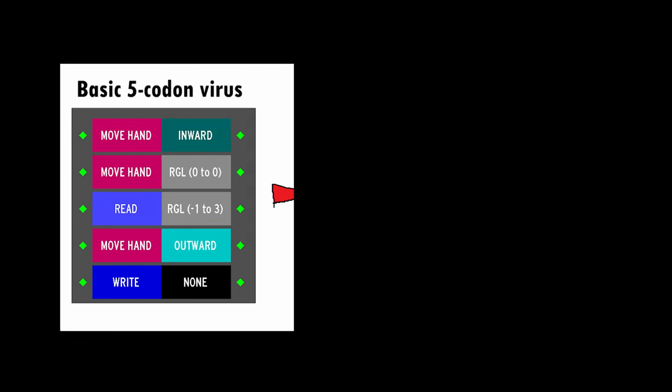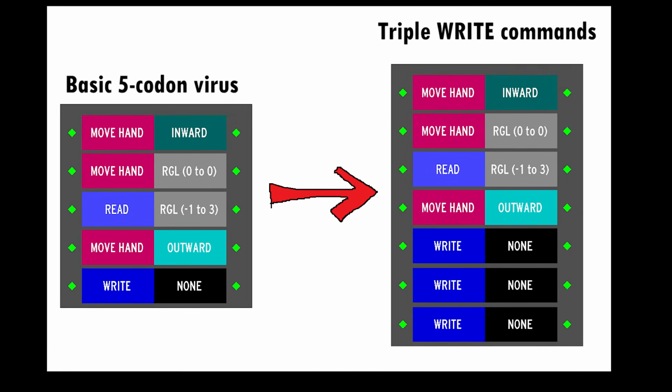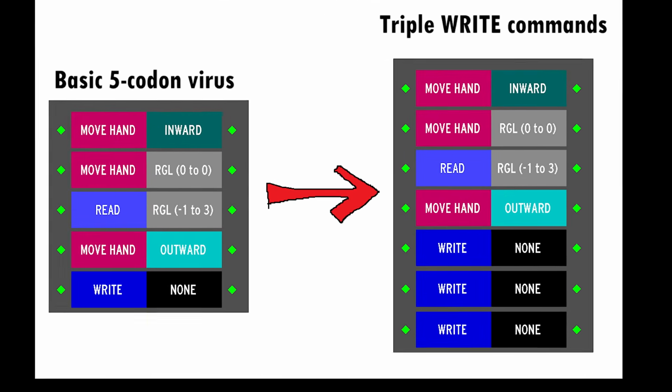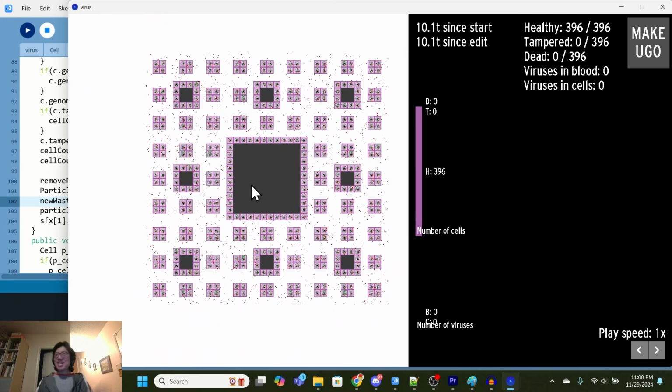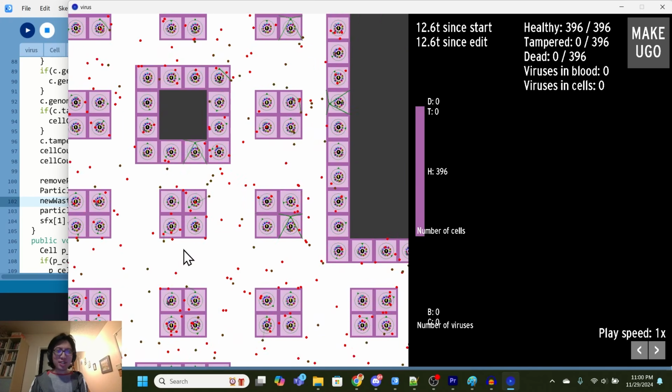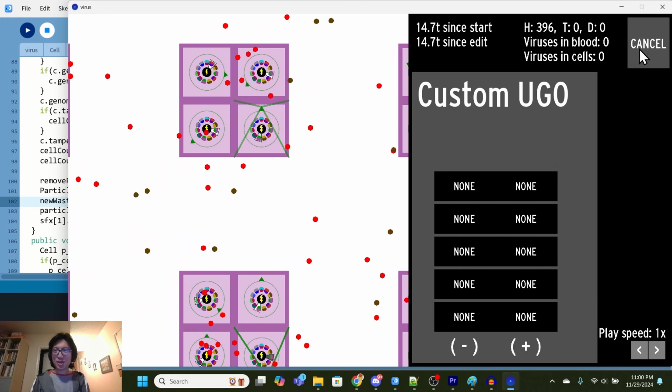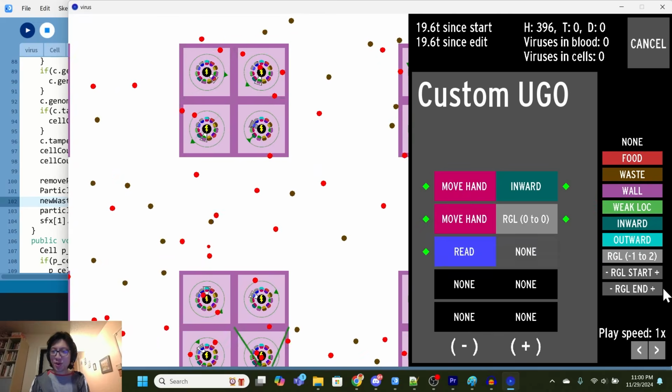But what if we tripled the number of write commands in the virus's DNA? Would that make the virus more potent? Let's find out. On the left side of the map, I'm going to create the original virus again to compare. And that goes move hand inward, move hand to 0, read -1 to 3, move hand outward and right.